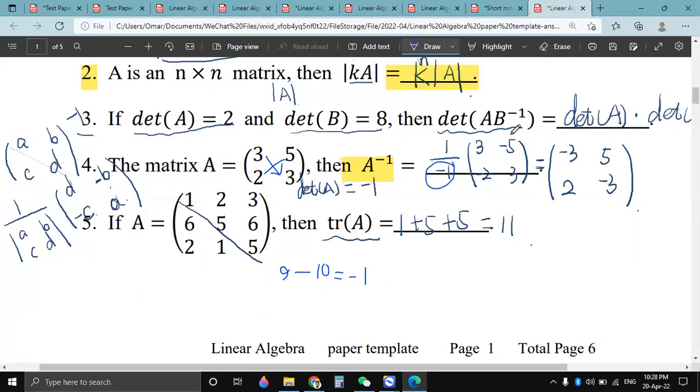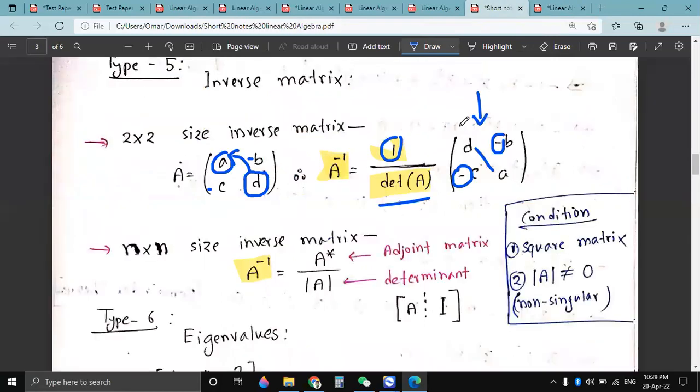And then, if you just follow this step, we exchange the corner, and then we multiply minus with the second corner. So, okay.